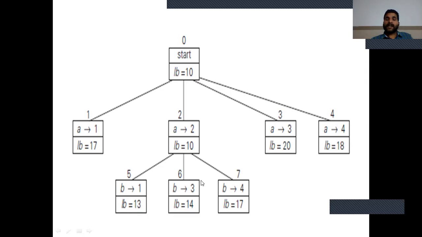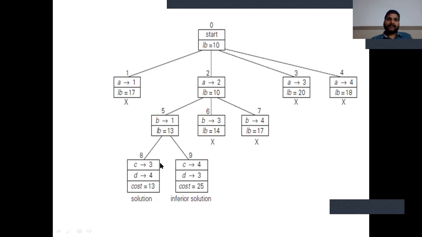Similarly, if task 3 is assigned to person B, then we calculate the lower bound value equal to 14. If task 4 is assigned to person B, we have calculated the lower bound equal to 17. Now in this bound, we calculate the optimal cost after assigning person A task 2 and person B task 1, then we have the option of assigning 2 tasks to person 3.